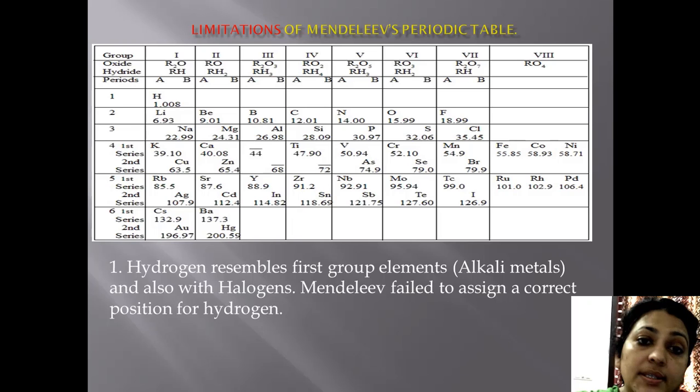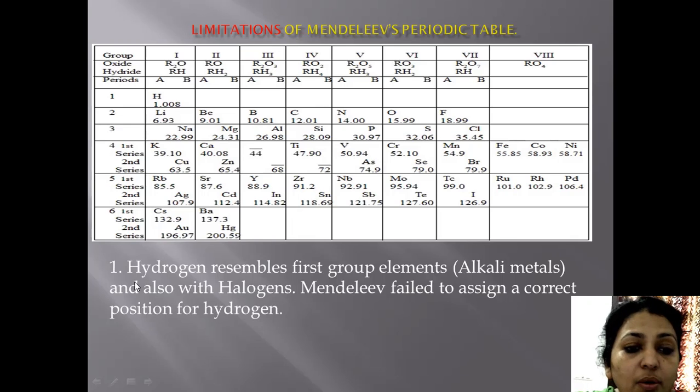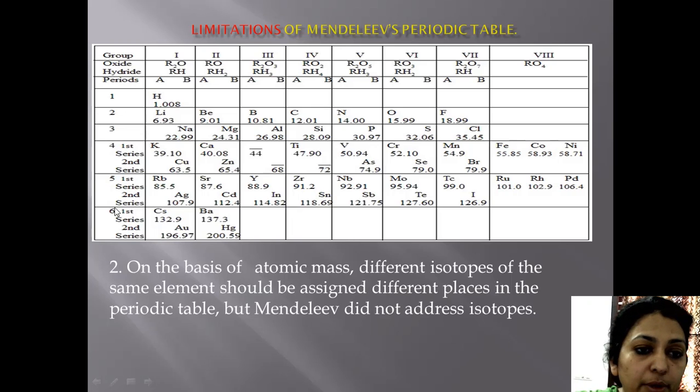Now let's discuss the limitations of Mendeleev's periodic table. There were mainly 3 limitations. The first one is, we know hydrogen, atomic number 1. It resembles first group elements as it has only one electron in the last shell. First group elements are called alkali metals. And hydrogen also resembles halogens. Halogens means 17th group elements in the modern periodic table.